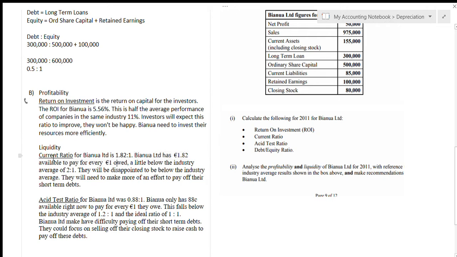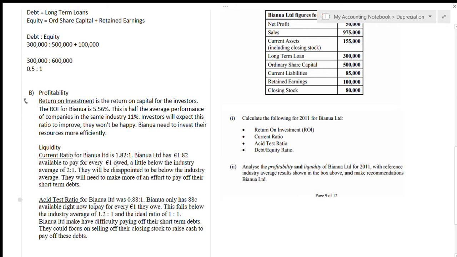For liquidity, it's how much cash you have. So the current ratio means here that they have €0.82 available for every €1 they owe. And this is a little below the industry average of 2 is to 1. And that's actually the recommended average as well, 2 is to 1. Obviously they're below that, so they'll be disappointed. You'd like to have more money available for every €1 you owe. So they'll be disappointed to be below the industry average. They will need to make more of an effort to pay off their short-term debts, and that's our recommendation. They need to pay off their short-term debts in order to improve their ratio.